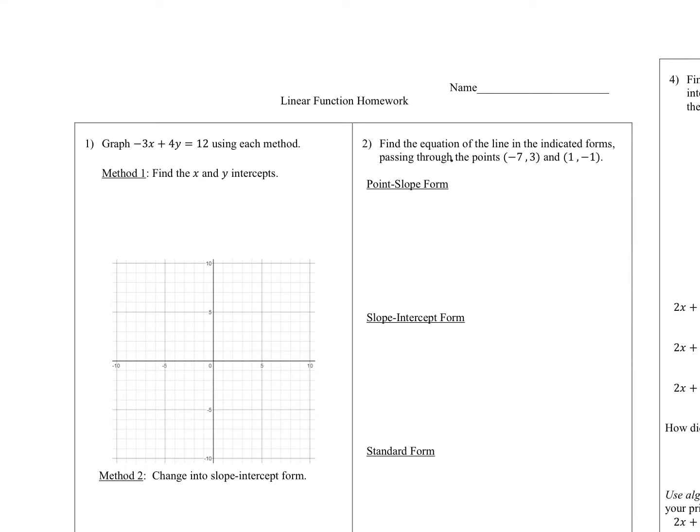All right, so we're going to look at going through our linear functions homework. The first thing we want to do on number 1, it wants us to graph. That's a linear function because there's nothing like x squared or absolute value of x or square root of x. It just has our x and our y. So it says to identify the x and y intercepts.